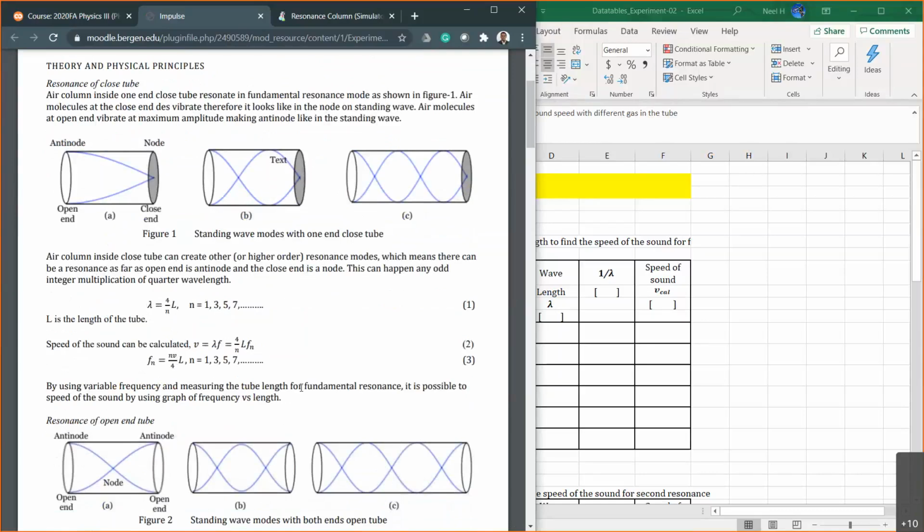The other option is going to be very similar to the string vibrator scenario. Technically, the wavelength can be λ = 4L/n, where n is the resonance mode in this case. Okay. Question?